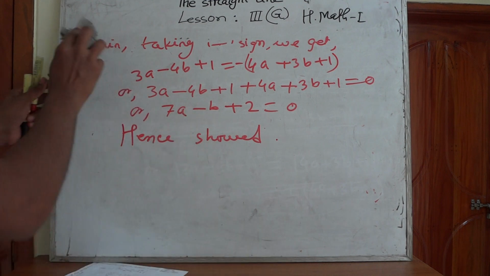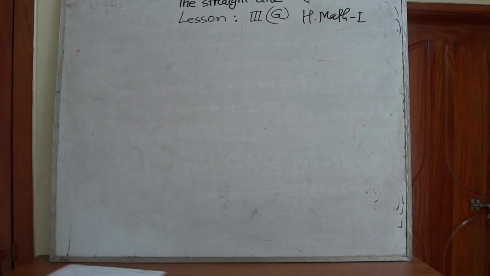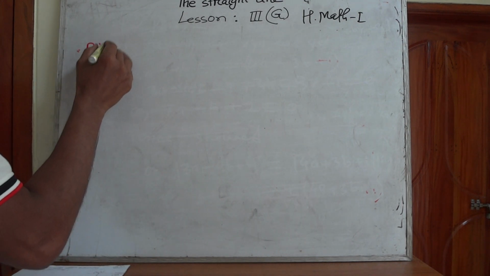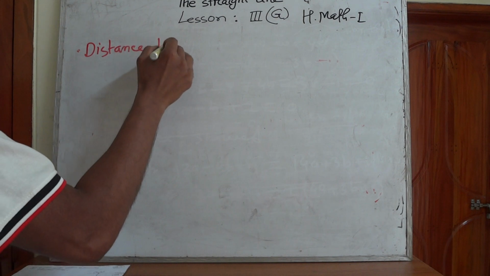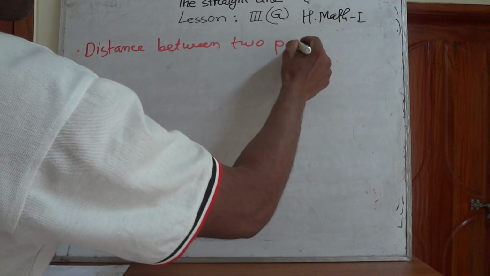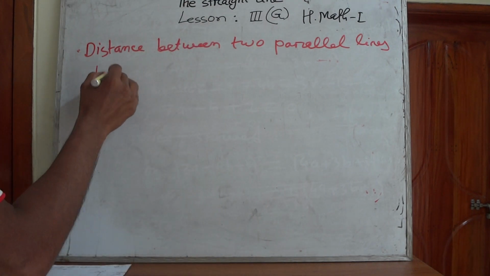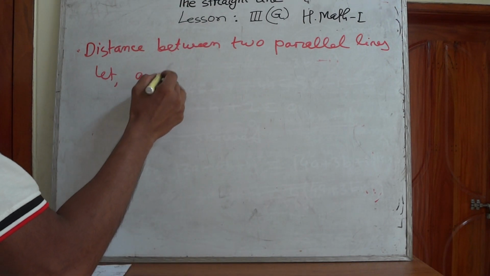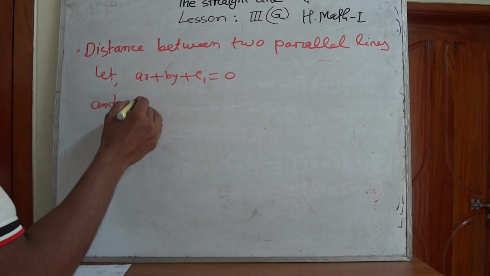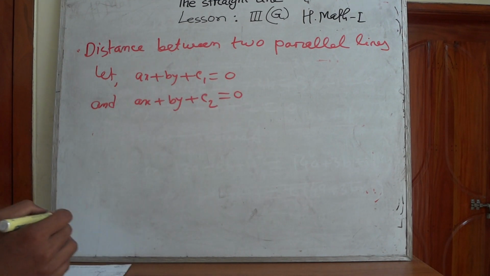Okay. Now I will find the distance between two parallel lines. Distance between two parallel lines, related: ax plus by plus c1 equal to 0 and ax plus by plus c2 equal to 0.